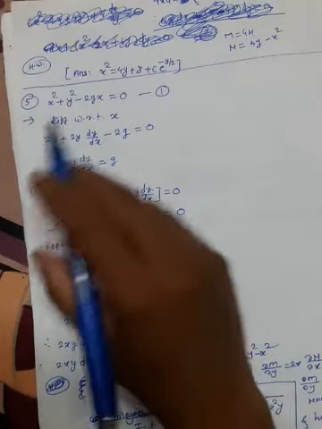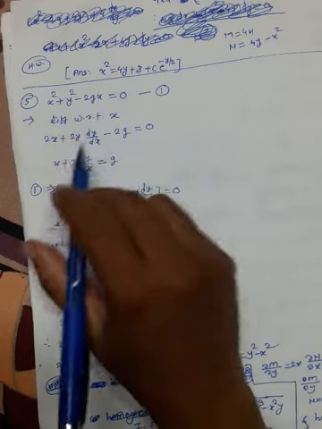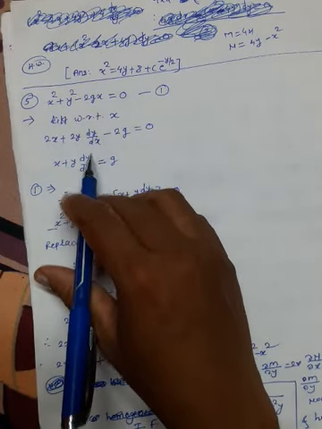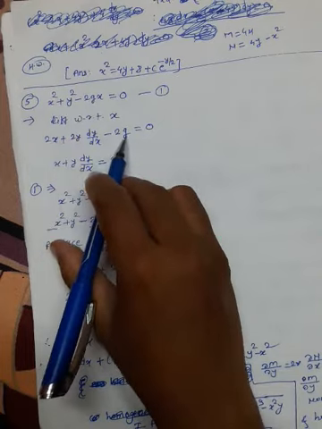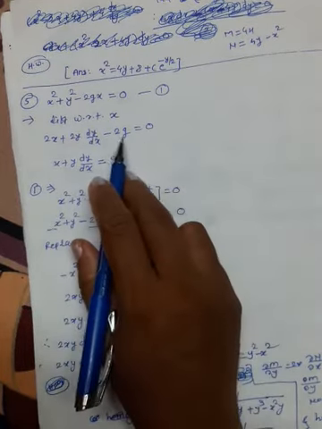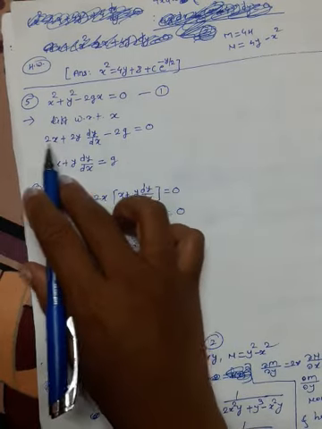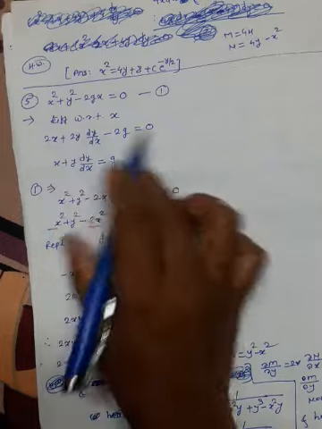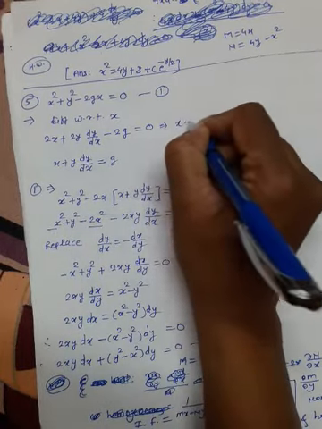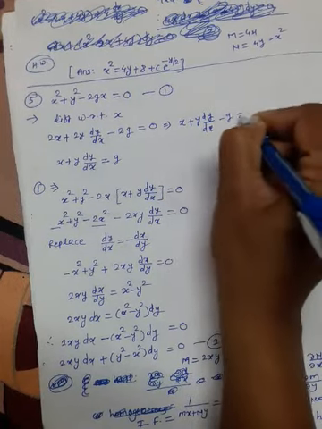Now differentiate. The first step is to differentiate with respect to x. We get x square, derivative is 2x; y square, derivative 2y into y derivative should be multiplied by chain rule, dy by dx. Minus 2g is a constant, x derivative is 1, is equal to 0. Now here g is a constant, so remove this 2 on both sides, divide by 2, we get x plus y dy by dx minus g is equal to 0.